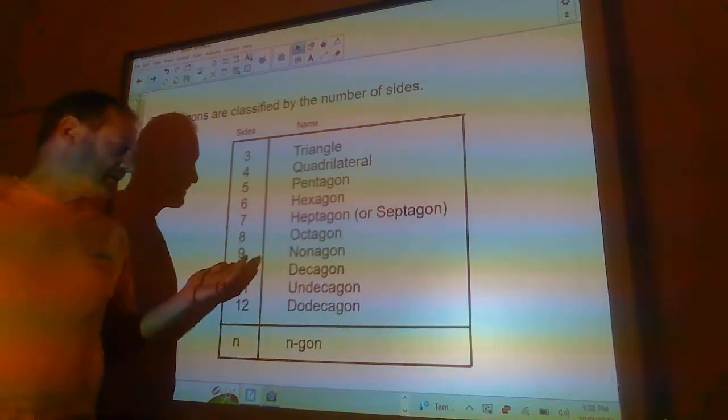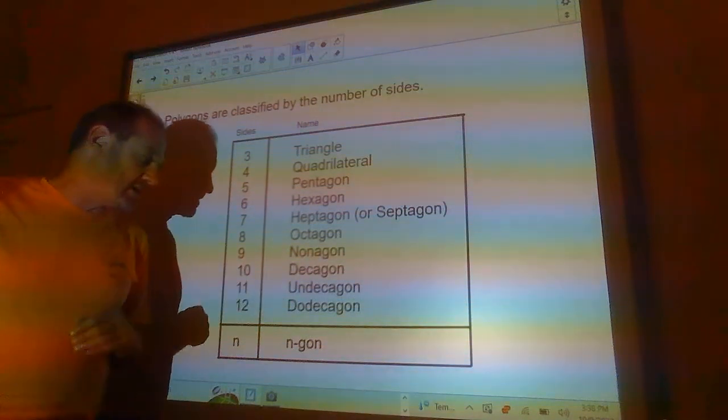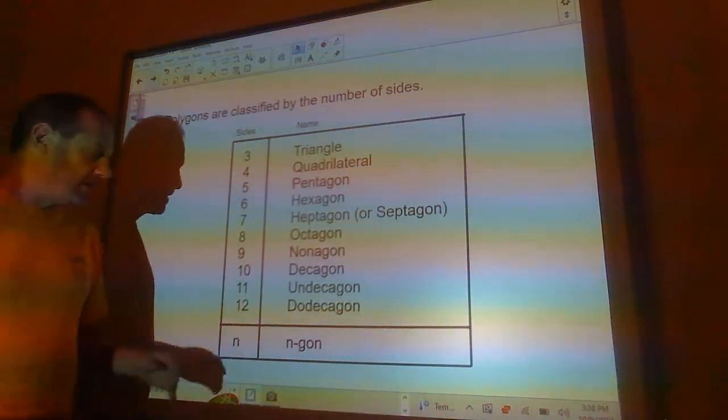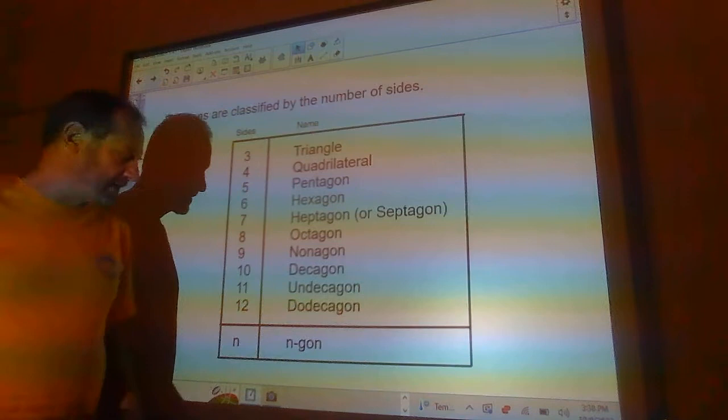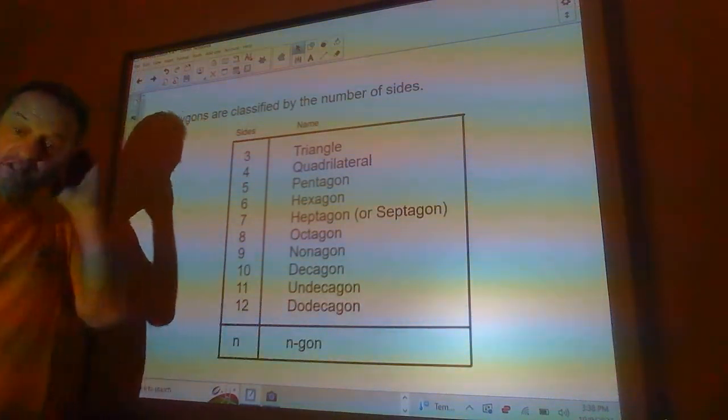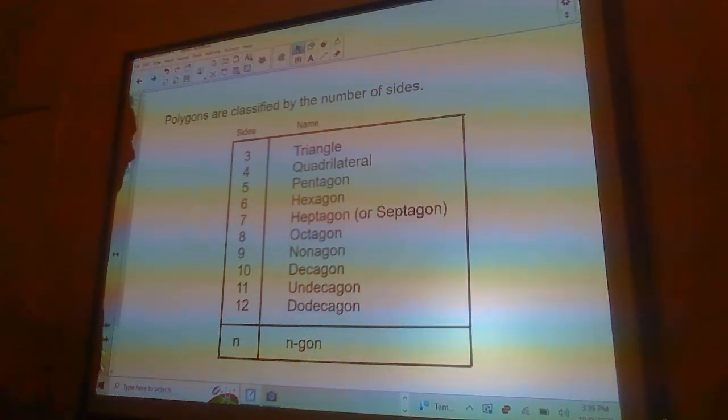Eight is octagon, nine is nonagon, ten is decagon, eleven is an undecagon, twelve is a dodecagon, and after that we pretty much just say an n-gon. So if it's got 15 sides, it's a 15-gon.